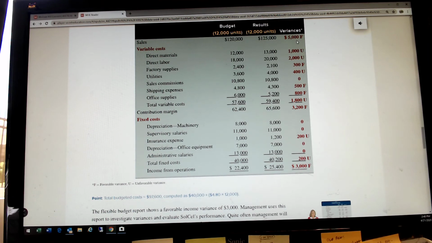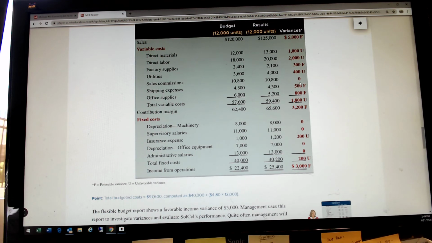Therefore, I'm 5,000 favorable. Direct materials, well, the actual was 13, but the budget for 12,000 units is 12,000, so I have 1,000 unfavorable. Notice we don't have any pluses or minuses. We just put whether it's over or under budget, or actually we put whether it's favorable or unfavorable. And being over budget on a cost is unfavorable. Direct labor, well, we were over budget 2,000. Factory supplies, though, oh, we were 300 under budget. That's favorable. Utilities, 400 over budget.